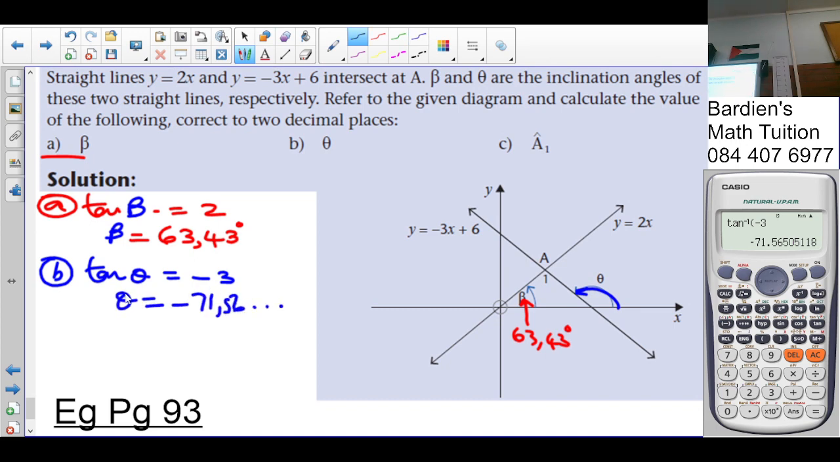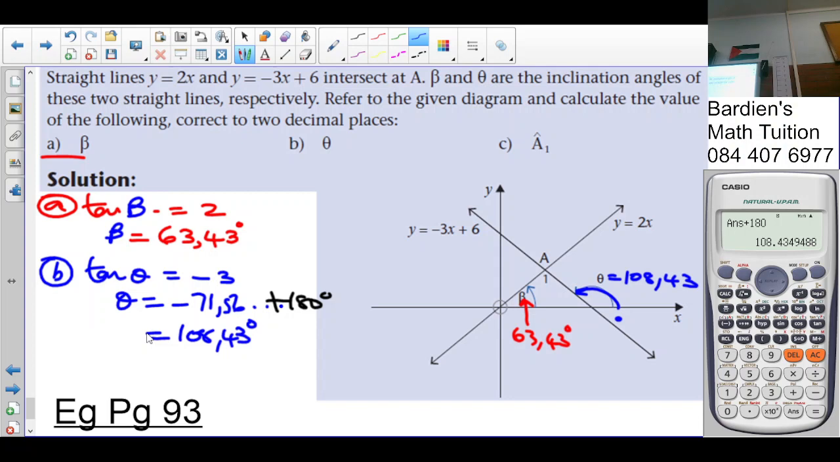Then what we do, we add 180 degrees to it. That gives you 108.43 degrees. That is this angle here. Remember, this negative angle of negative 71.56 is actually that angle. And to get that angle, since those two angles are supplementary, we just add 180 to the negative angle. You all okay with that?